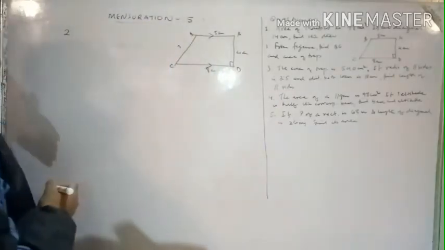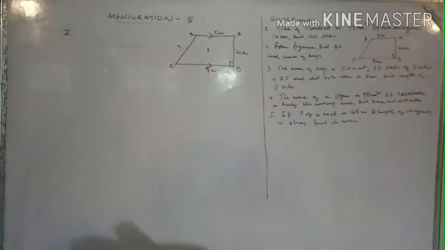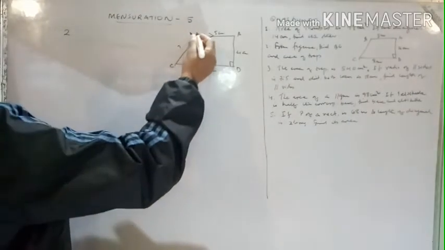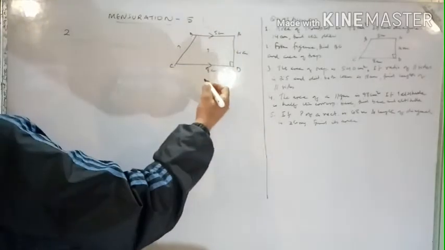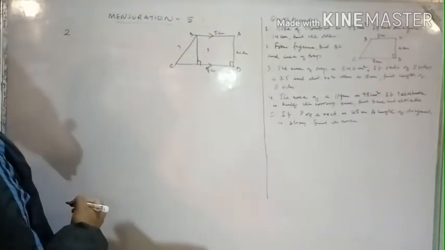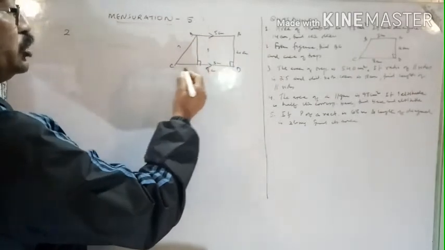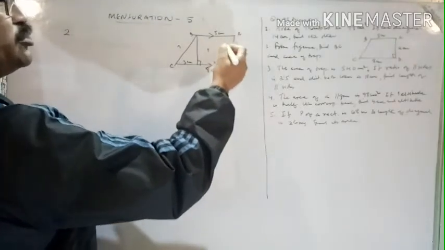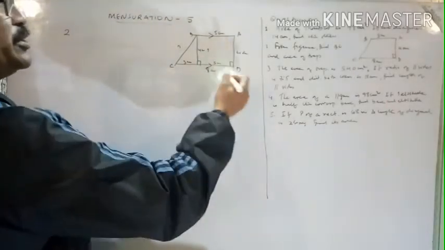So the length BC is asked, and also the area. Area we can easily find, so let's try to find the length BC first. Since the perimeter is not given, we cannot find it using these values. So what we do, we draw a perpendicular once again here. Since this is 5 centimeter here, and totally 8, this will become 3 centimeter, and this will be a rectangle.